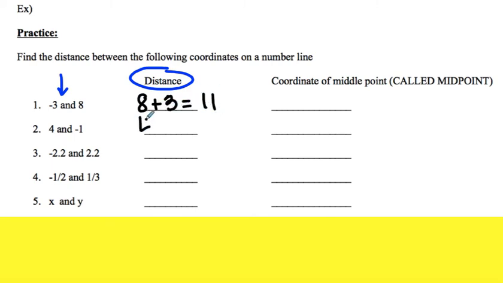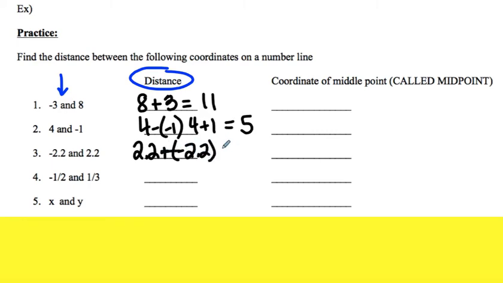Then I did 4 minus negative 1, which gave me 4 plus 1, so the distance was 5. I did 2.2 minus negative 2.2, which gave me plus 2.2, which gave me 4.4, okay? This one was a little bit harder.